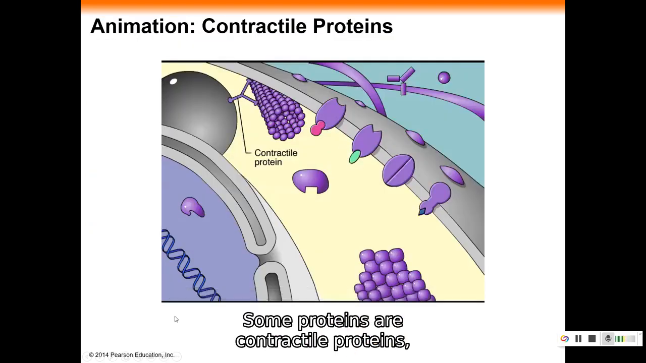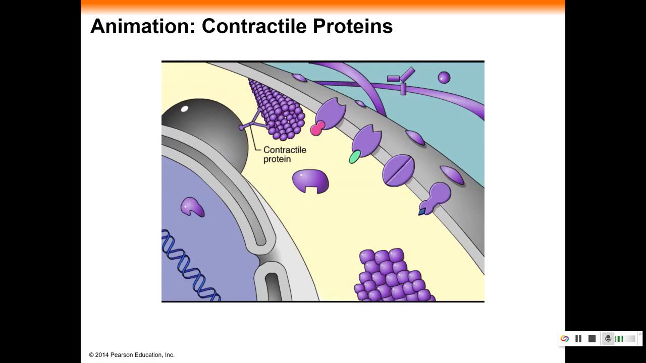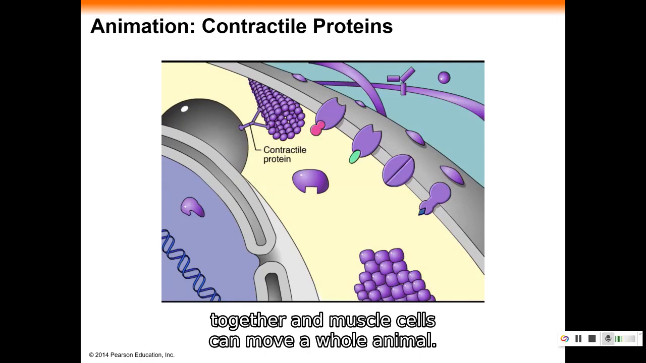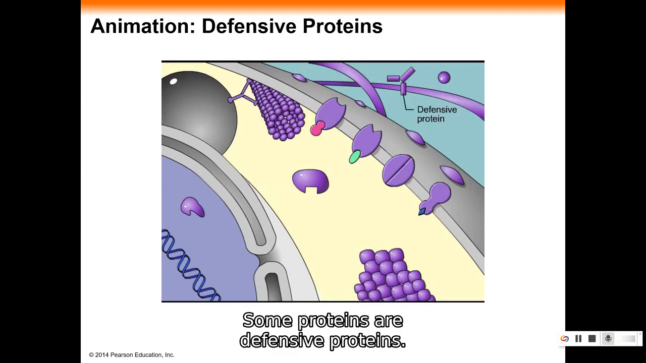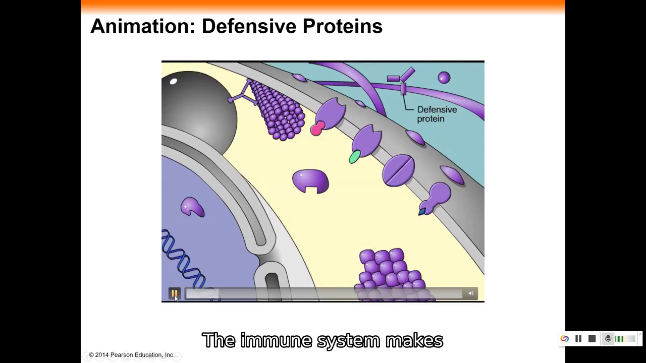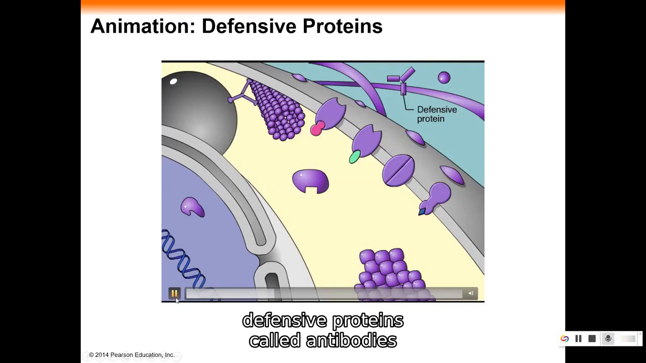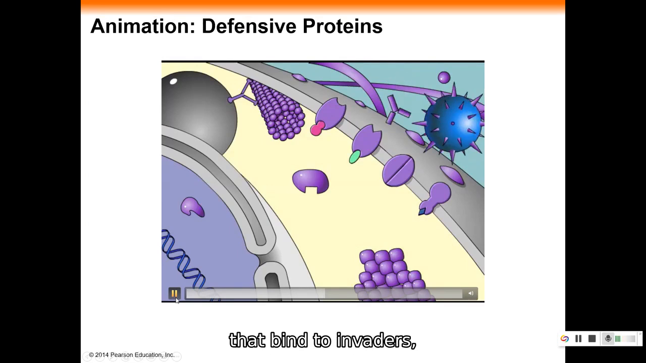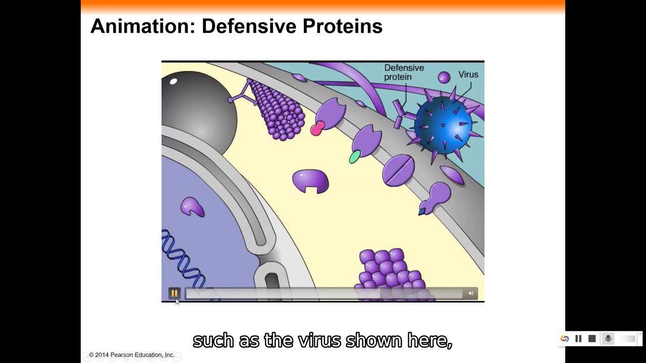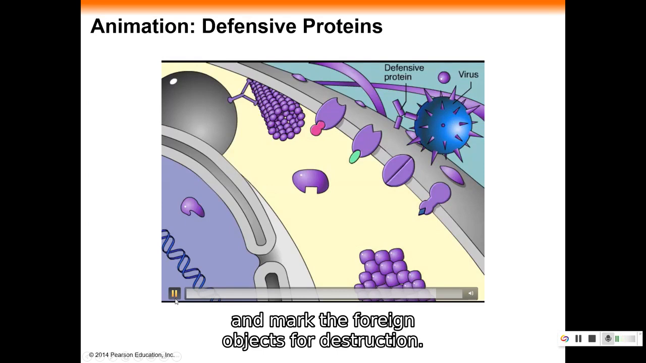Some proteins are contractile. Contractile proteins, like the motor protein shown here, can move parts of a cell. Other contractile proteins, working together in muscle cells, can move a whole animal. Okay. Some proteins are defensive proteins. The immune system makes defensive proteins called antibodies that bind to invaders, such as the virus shown here, and mark the foreign objects for destruction.